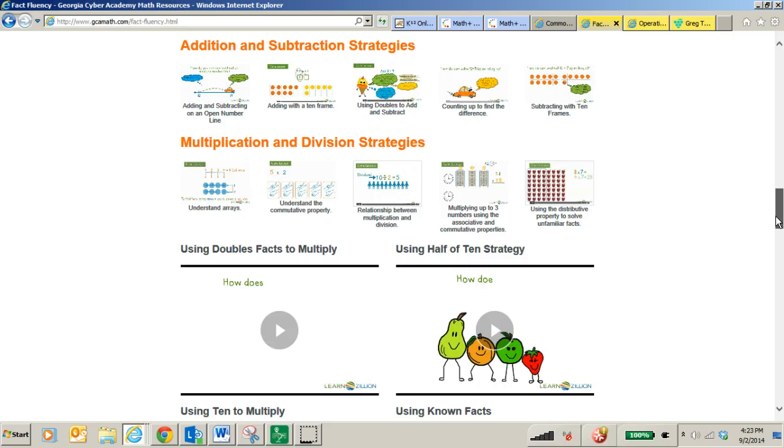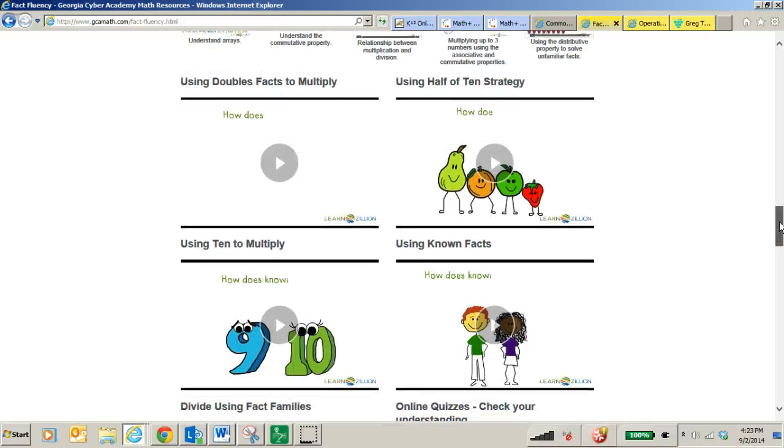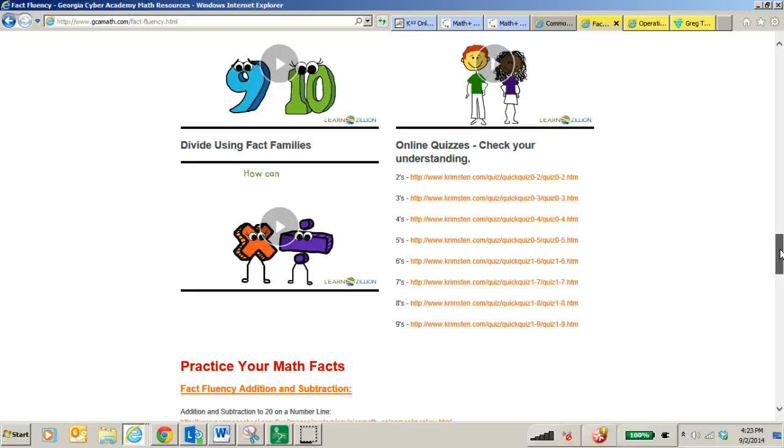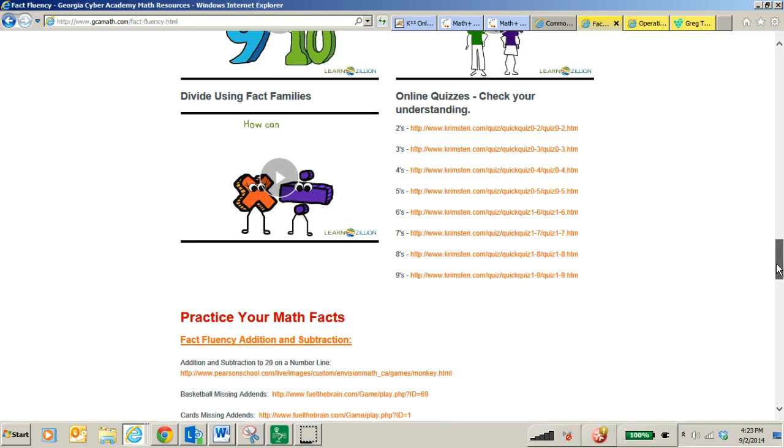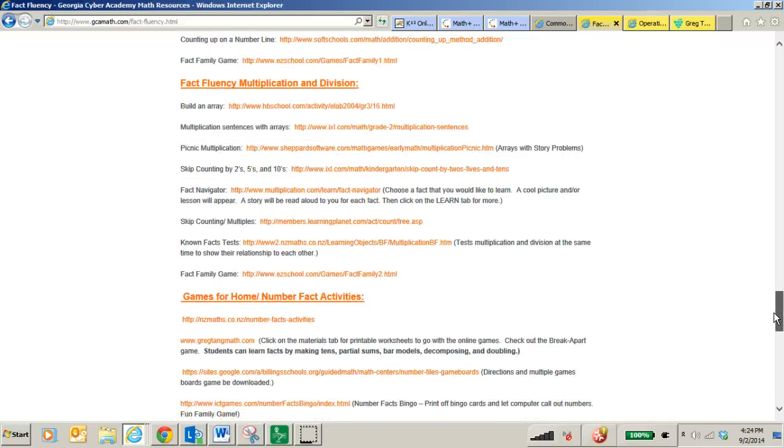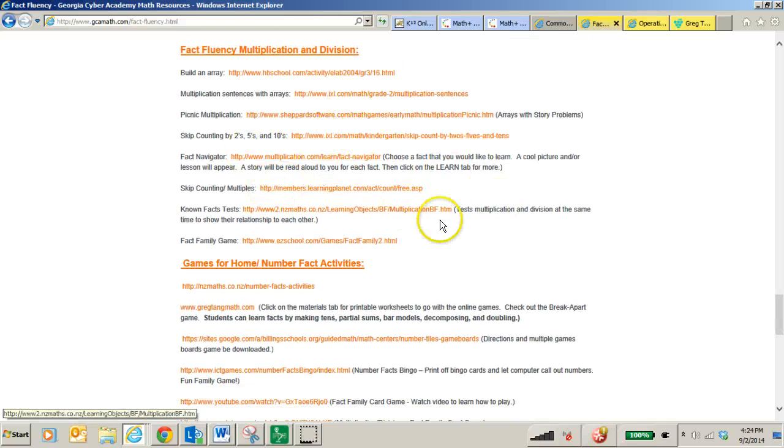And as you continue to scroll down, you're going to come across lots of links to activities to help your child practice their facts. Here are a few quizzes if you want to focus on one fact at a time. As we go into this fact fluency and multiplication set, one of my favorites is this fact navigator. And it says choose a fact that you'd like to learn, a cool picture and a lesson will appear, and a story will be read about that fact. So sometimes students need to think and relate their facts to a fun story. This is a great site if your child learns best that way.